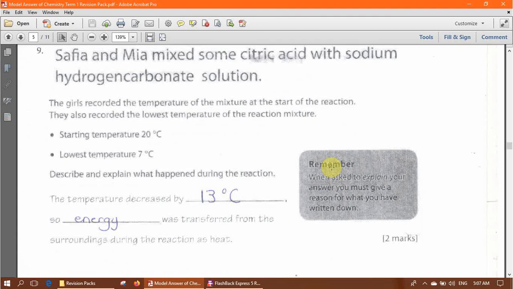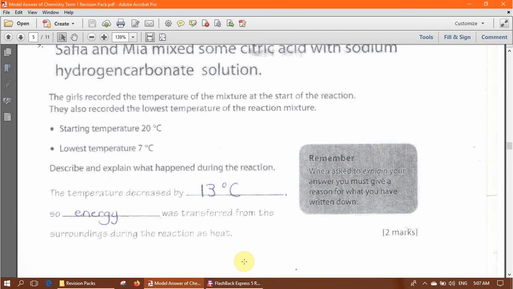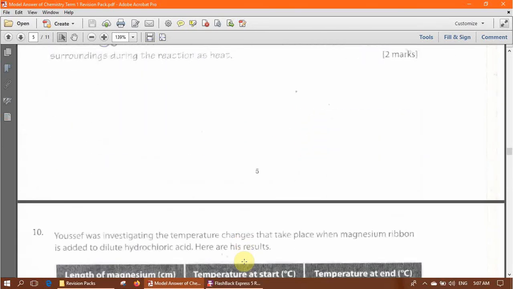Okay, so what was transferred from the surrounding? It's energy, and this energy is usually heat energy. That's why we call it endothermic or exothermic. Thermic comes from the word heat energy.